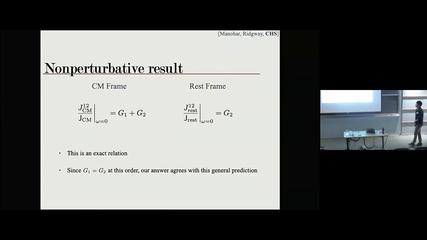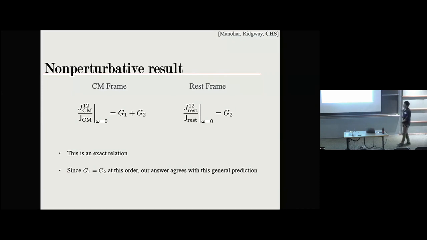So from here, we conclude that in the center of mass frame, the ratio between radiated angular momentum versus the initial one is given by G1 plus G2, and in the rest frame it is given by G2. At this order, it's symmetric between particles 1 and 2. So we conclude that in the center of mass frame, we should get a factor of 2 relative to the rest frame. This is a very general assumption and does not rely on any details of the system. And this is really a non-trivial result.